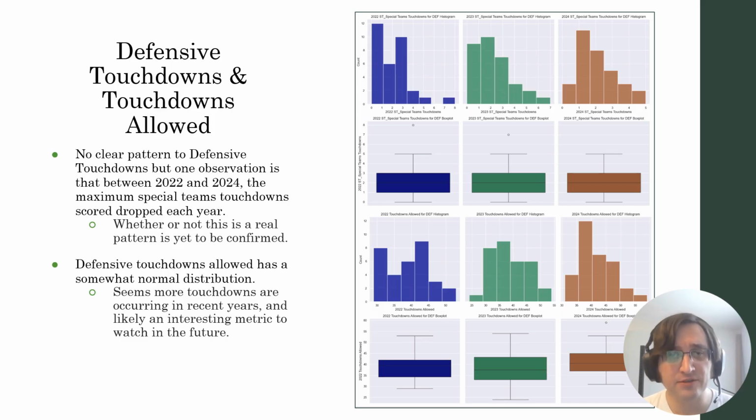And then for defensive touchdowns allowed, we do see a somewhat more normal distribution, and it also does seem that they are allowing more touchdowns in recent years. So this is also possibly suggestive of a broader trend within our data that may continue on in the future. But again, that's something we would need more time to look at.